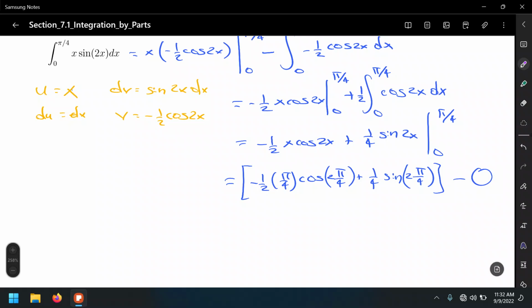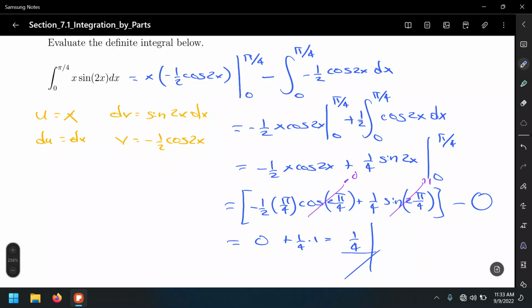So cosine of 0 is 1, but times this x, which is 0, that'll zero out the term. So let's talk about this. Cosine of 2 pi over 4, that's the same as cosine of pi over 2. What's cosine of pi over 2? 0. What about sine of 2 pi over 4, which is sine of pi over 2? 1. Okay, 0 plus 1/4 times 1, which is 1/4. Final answer.